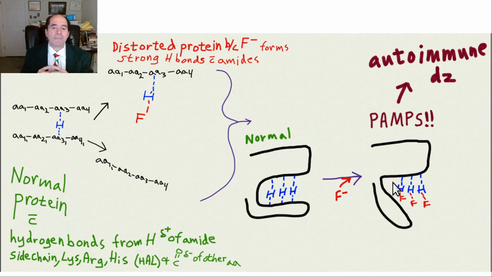The shape of the protein can often be recognized by the immune system. Especially with an extracellular protein, when you have a distorted shape, the immune system will sometimes recognize that as a foreign protein. It's no longer self, it's now non-self. That non-self is often abbreviated PAMPs, P-A-M-P-S, which means Pathogen Associated Molecular Patterns. Now the immune system sees it as its job to remove that protein. So this is a mechanism of autoimmune disease.